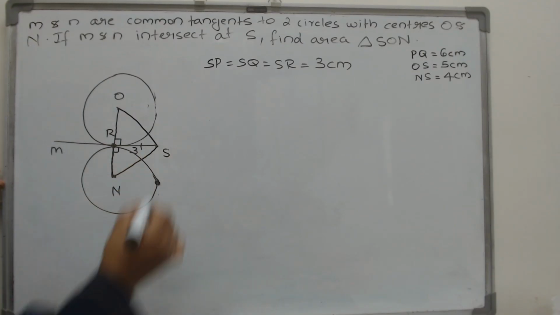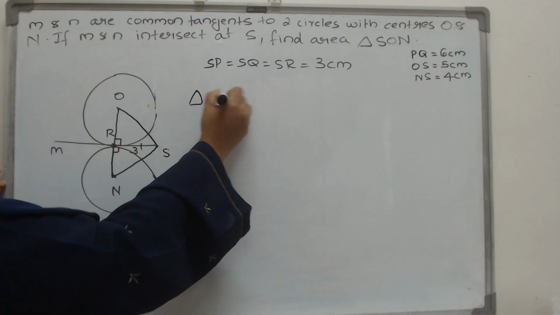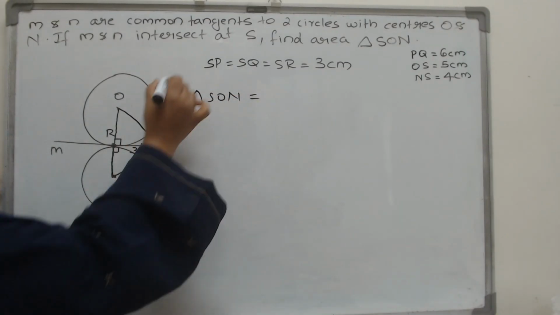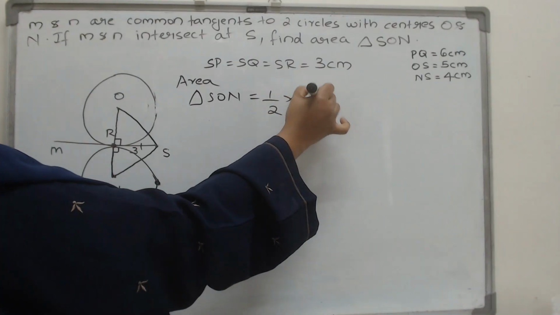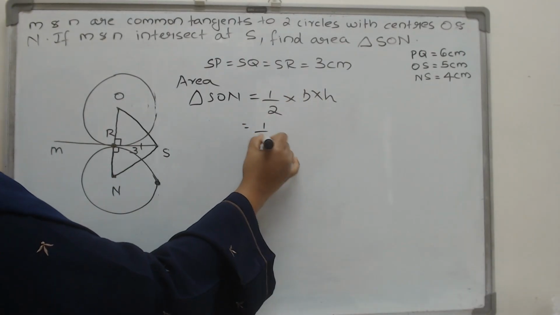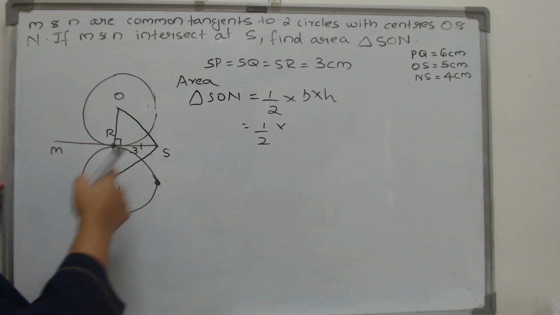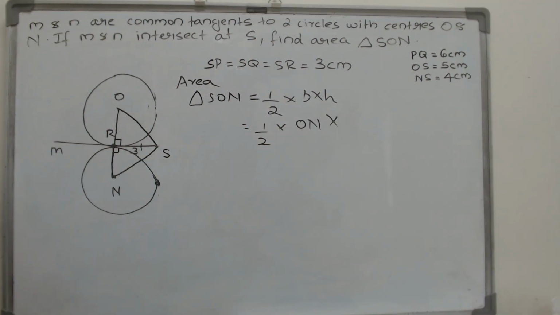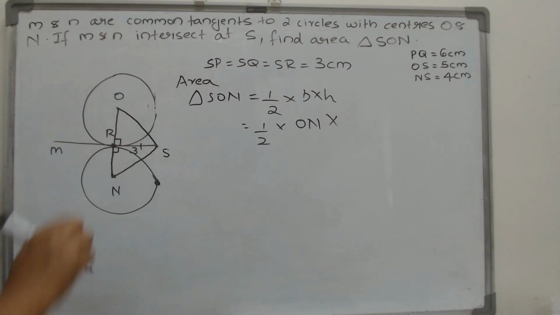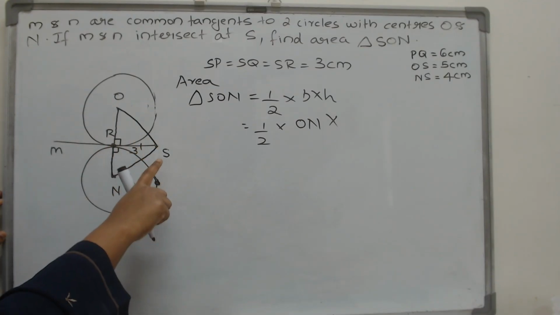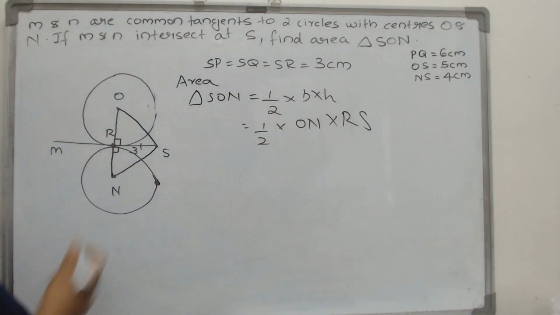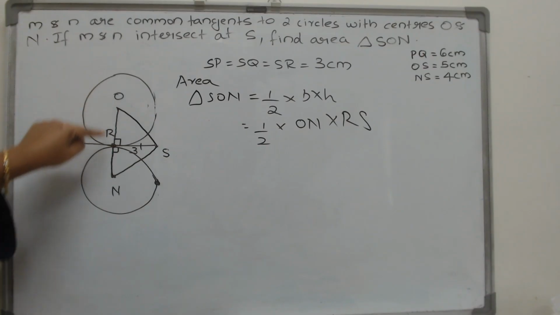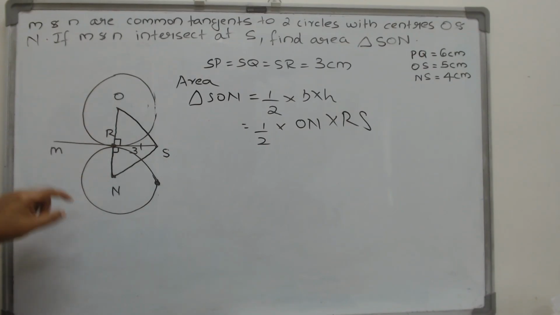What is the area of any triangle? Here we have SON. What is the area of any triangle? It is half into base into altitude. Now suppose I take ON as the base. So what we are looking for is a perpendicular line from the opposite vertex. What is that? It is SR. There. It is 3 centimeters. So what we need to find is the length of ON. Let us split it into two.